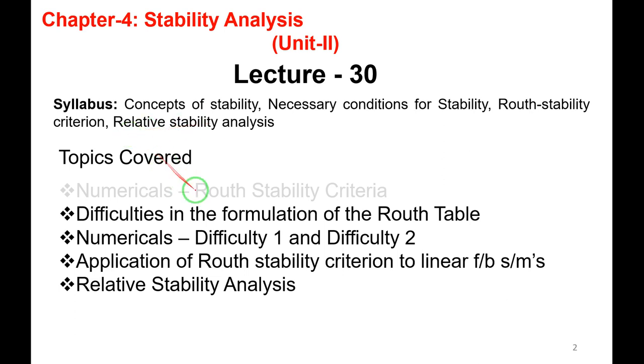Difficulty 1. Okay, if difficulty 1, how to overcome? Replace that 0 by a small positive number, that is epsilon, which is tending towards 0, and proceed, right? Another way is replace s by 1 by z. That is another way. We'll see both the ways of solving the numericals. Then next, application of Routh stability criteria to linear feedback system and relative stability. We'll see it if time permits, right?